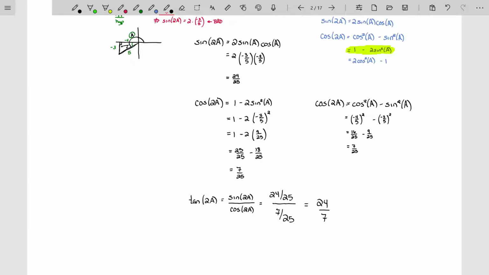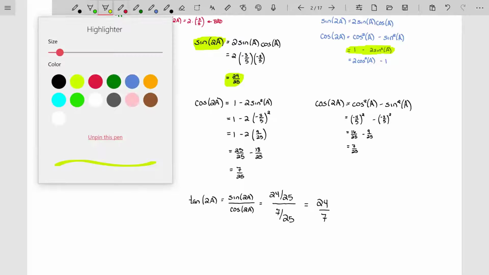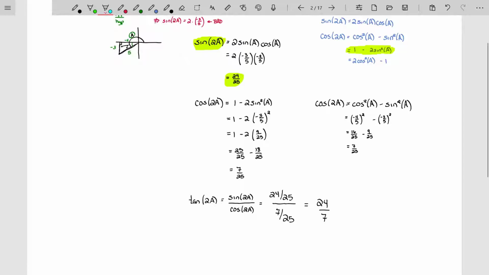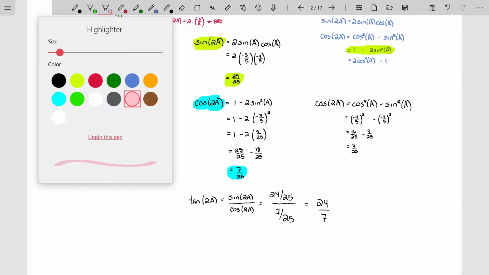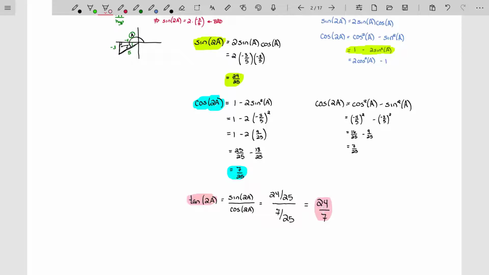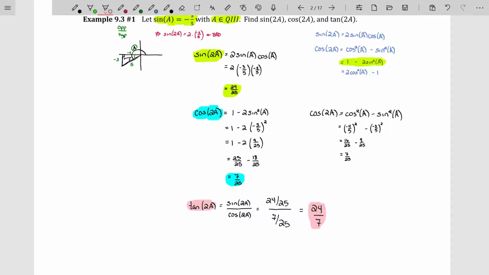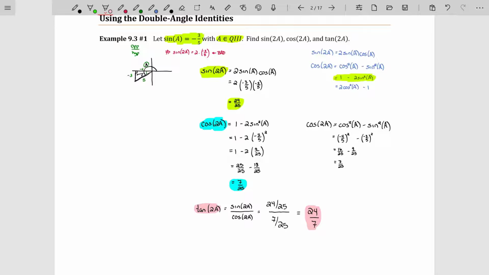So those are our answers. I'll just highlight them. Sine of the double angle is 24 over 25. The cosine of the double angle is 7 over 25. And finally, the last one that we just did, tangent of the double angle is 24 sevenths. Very nice problem, and one of my favorite styles of problems to do, mainly because as we move forward, there's going to be a lot of little things that you can add on to this. For example, I could have in the future done a sine of a half angle, something like that. And there's quite a few other permutations of this.